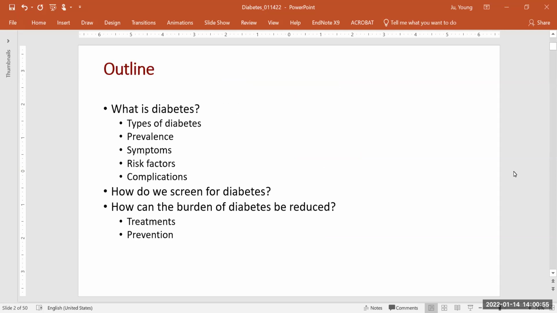So today, we will just talk about diabetes in general. I will talk about what's diabetes, what's happening in the body when someone has diabetes, and different types of diabetes, and the prevalence in this country, common symptoms, risk factors, complications, and how do we screen for diabetes, and also how can we reduce the burden of diabetes.